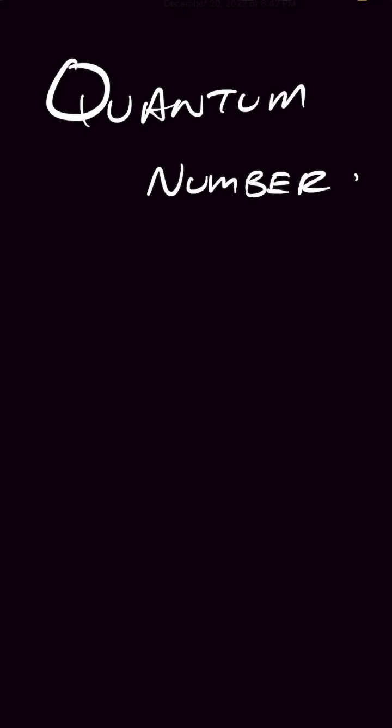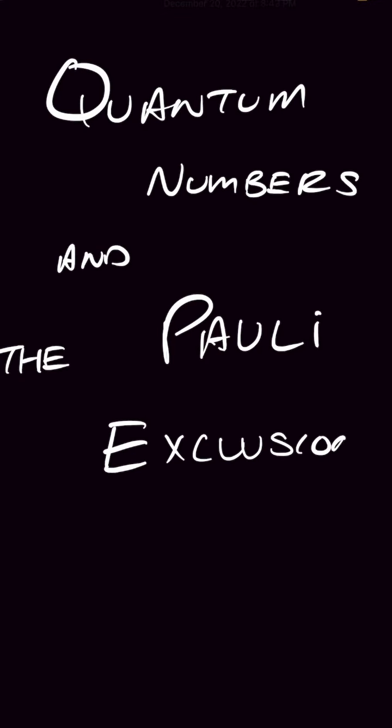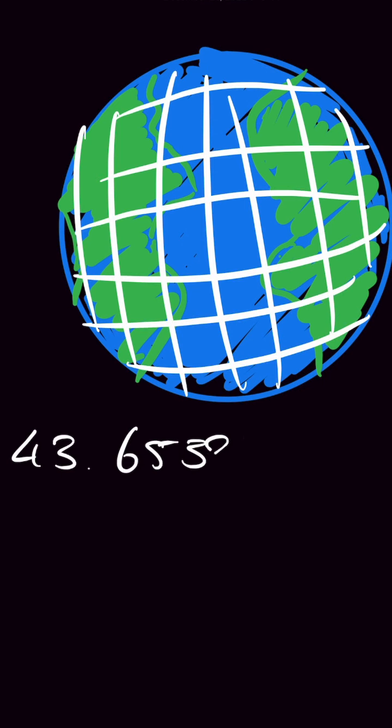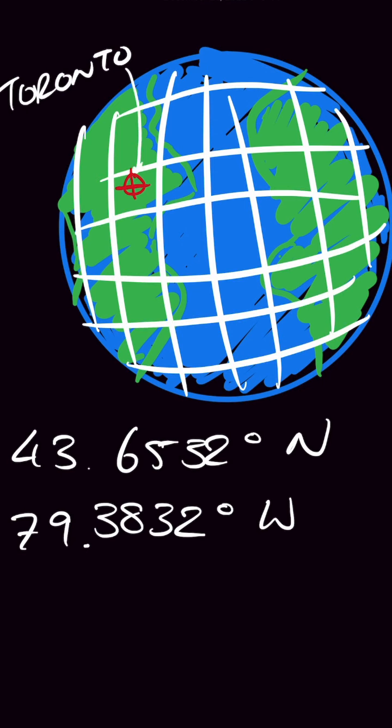Okay guys, real quick and easy, we're going to break down the quantum numbers of an atomic orbital and how this relates to the Pauli exclusion principle. Quantum numbers are a coordinate system that tell us where an electron is likely to be around the nucleus. We're going to use a simple analogy to explain this.